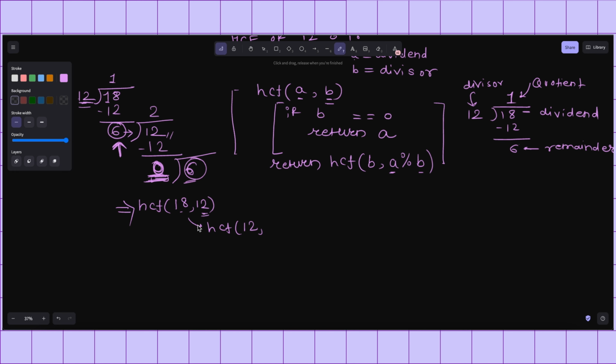So 12 modulo 18 is 12, and 18 modulo 12 is 6. Okay, now it will check if my divisor is 0 or not. It is not 0, so it will call the function again with 6 and 12 modulo 6. So 12 modulo 6 is 0. Now it will check if my divisor is 0 or not. My divisor is 0, so it will return 6. So 6 is my HCF or GCD, whatever you say. Okay, so this is how you calculate the HCF.